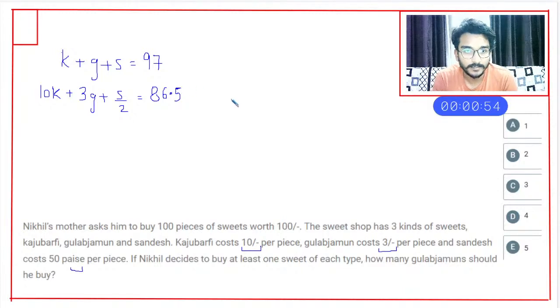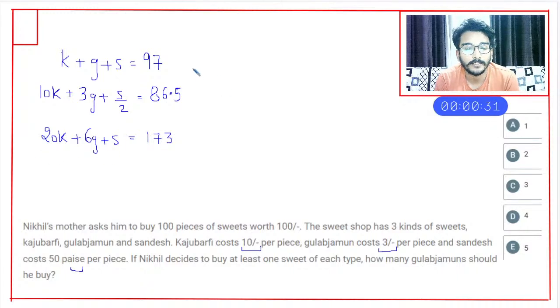Yep, Shivam, do you get any answer? 1, 2, 3, 4, 5. So let's just balance it. I'll just multiply it by 2: 20k plus 6g plus s equals 173.